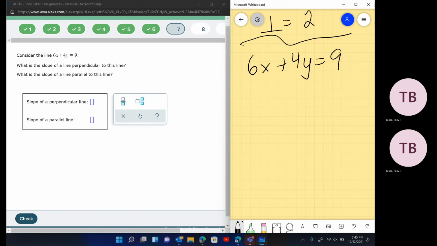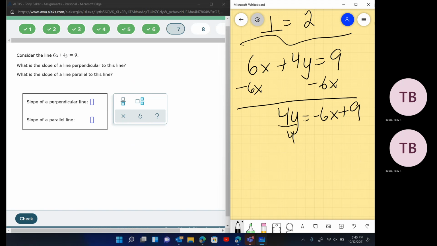6 is not my slope. Just keep that in mind. The number in front of x is not my slope until y is by itself, and y is not by itself in this problem. So I've got to solve this problem. I'm going to subtract the 6x from both sides. So 4y equals negative 6x plus 9.